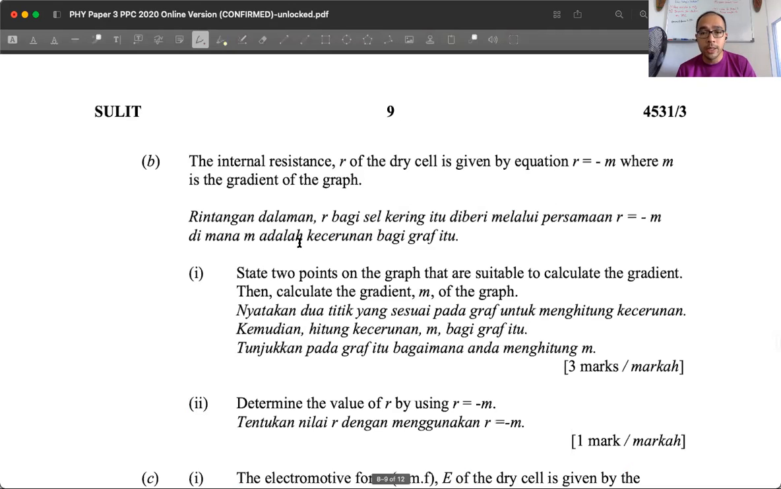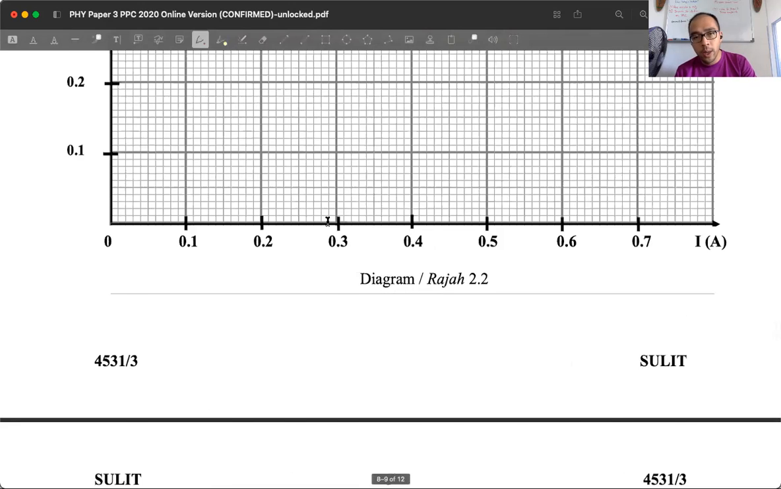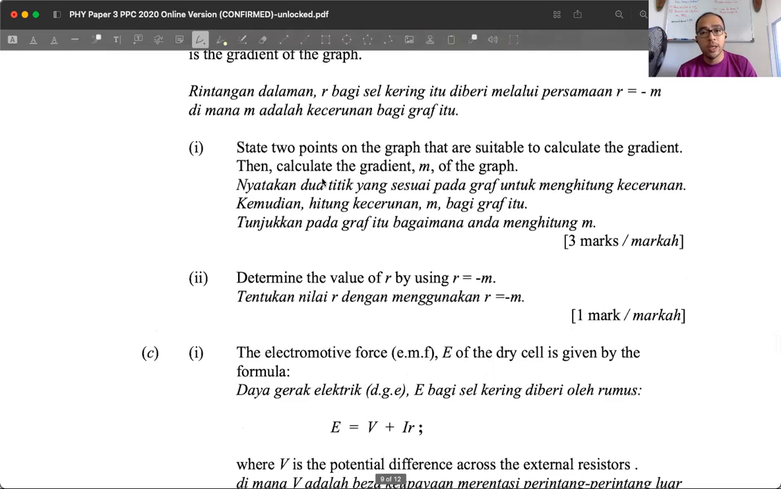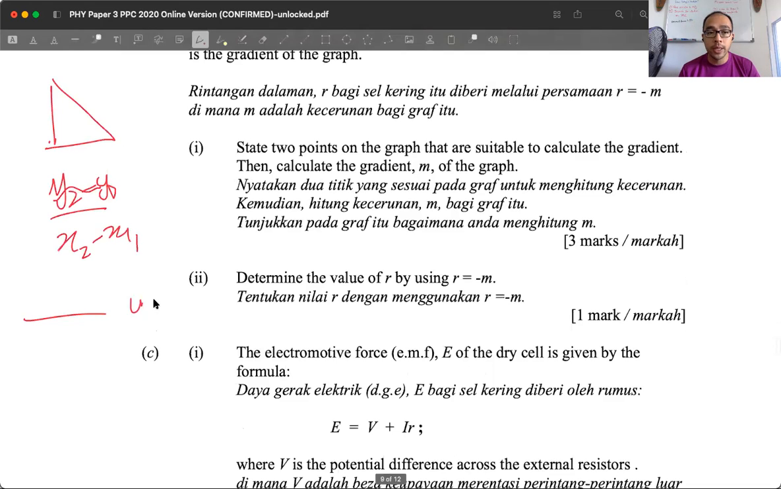Internal resistance of the dry cell is given by R equals negative M. State 2 points on the graph. In a normal setting, the gradient question is to draw the triangle and then calculate y2 minus y1 over x2 minus x1, and then the final answer with unit. That is the standard 3 marks. But because this is an online exam, I had to change this question. So I want you to tell me the 2 points instead of drawing the triangle.